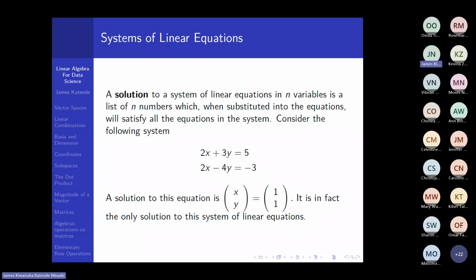No, there's a problem here. This should be -2, not -3. When x is 1 and y is 1, we have 2 plus 3, which is 5. When x is 1 and y is 1, we have 2 minus 4, which is -2, not -3.